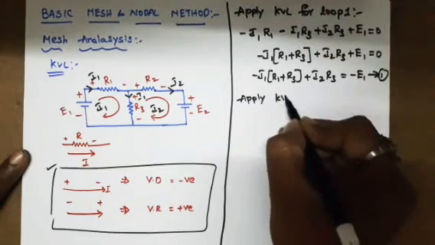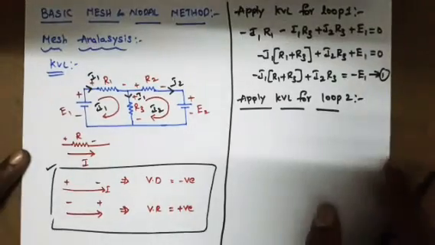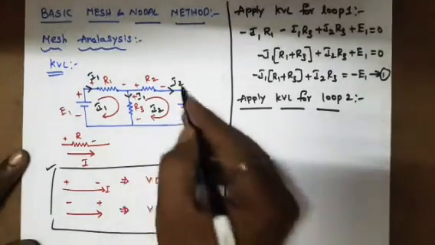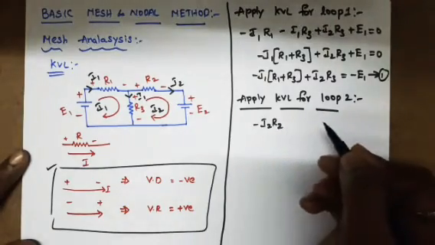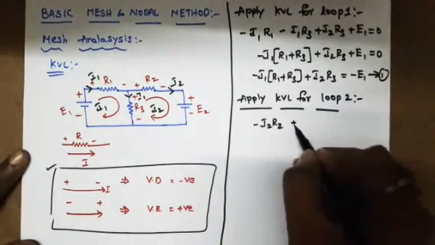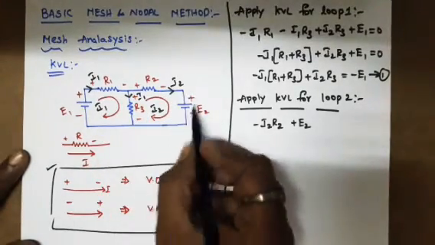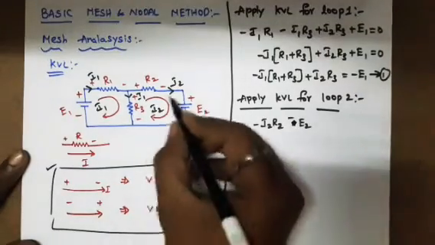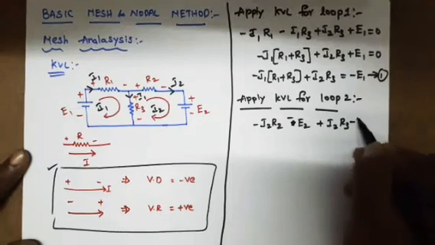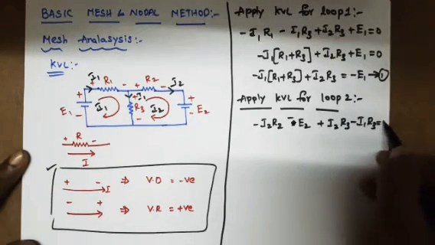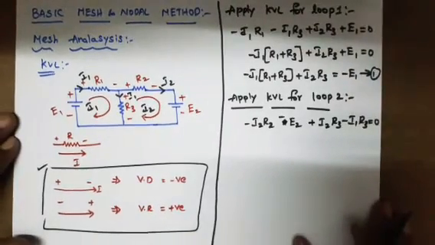Apply KVL for loop 2. What happens? See here, positive to negative, minus I2 R2, and plus to minus, minus E2, and minus to plus, plus I2 R3 minus I1 R3 is equal to 0. Is it clear?